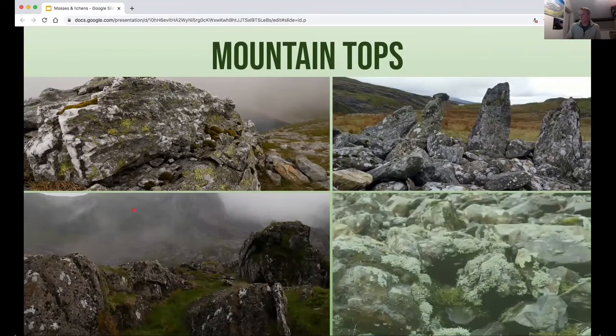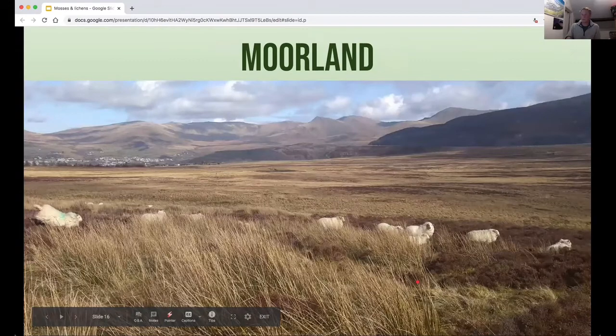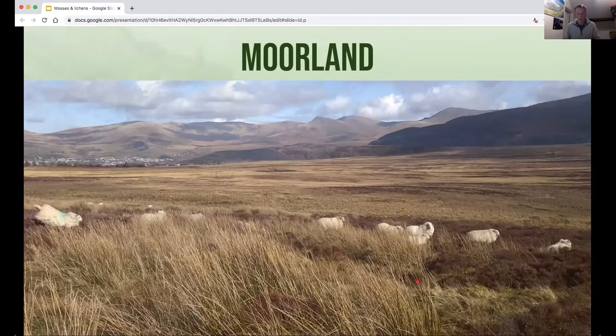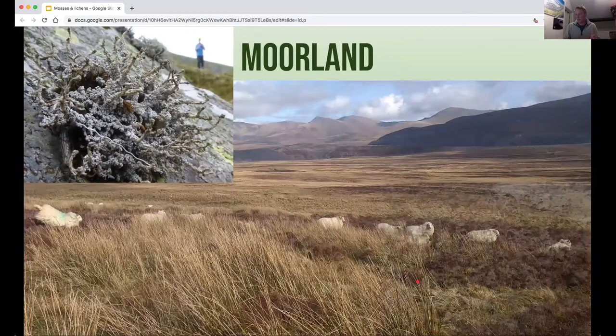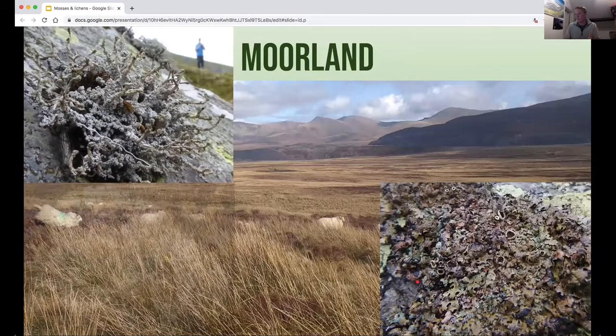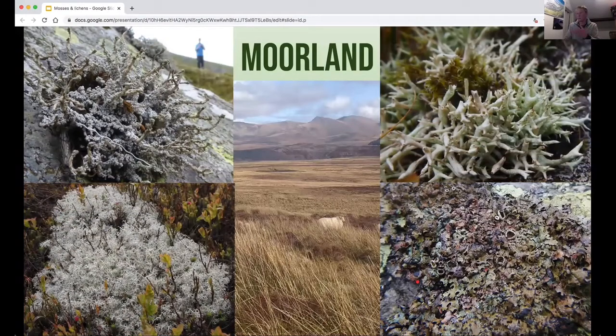So if you look really closely in boulder fields and scree, you'll see a whole host of different types of lichen. This one looks like a coral lichen, and so on. So, a huge display. Then we've got across the moorland, the lower levels where there's going to be more competition from mosses. There are some fantastic life forms that you'll see, from crustose lichens to the beautiful fast growing.